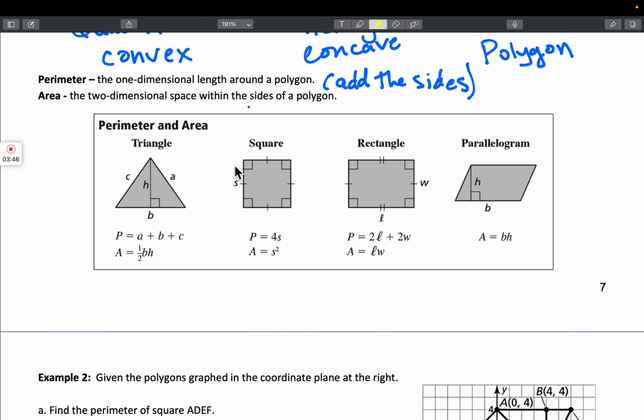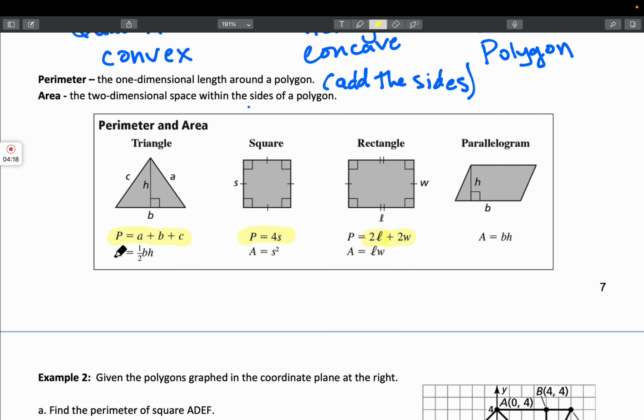Below here are a few common perimeter and area formulas for these 4 types of polygons: triangle, square, rectangle, and parallelogram. Perimeter is just adding up the sides. For a square, all sides are the same, so we take one side multiplied by 4. A rectangle has 2 pairs of congruent sides, so we double one of them and add it to twice the other to get the perimeter. And for the parallelogram, we're not going to concern ourselves with the perimeter of that right now.